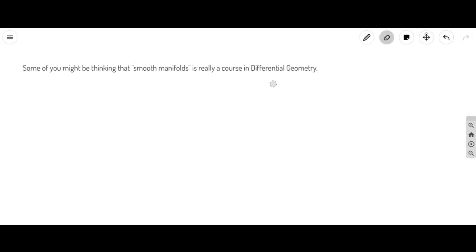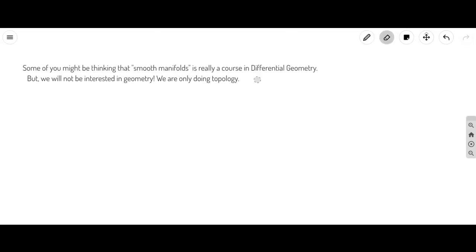Now, I do want to say that some of you might be thinking that the topic of smooth manifolds is really a course in what they call differential geometry. And this is often where you see it. That is true. If you take a graduate course in differential geometry, you definitely learn about smooth manifolds. So you might get the wrong impression that our course is a course in differential geometry. That is not true. We will not be interested in geometry whatsoever. So we are only doing topology. We are going to be doing topology by introducing calculus. That's what we're going to be doing.